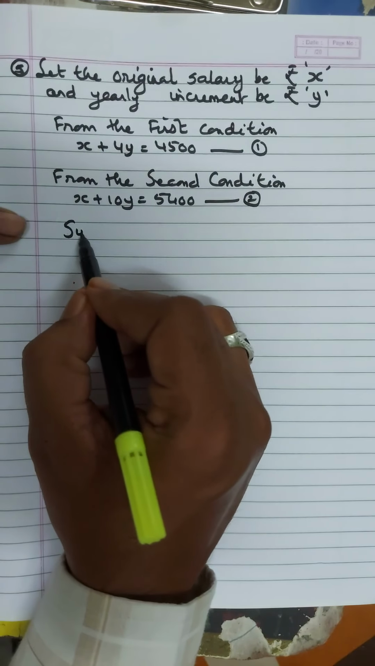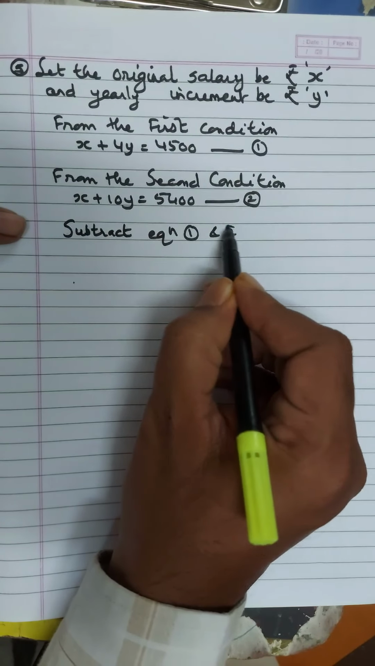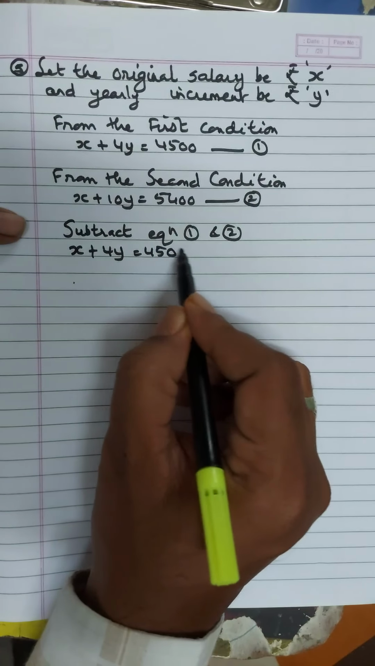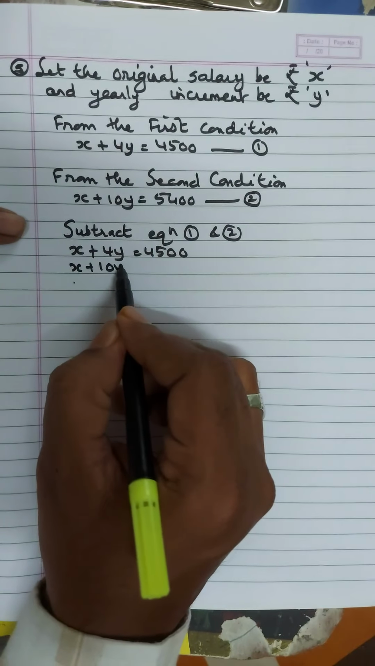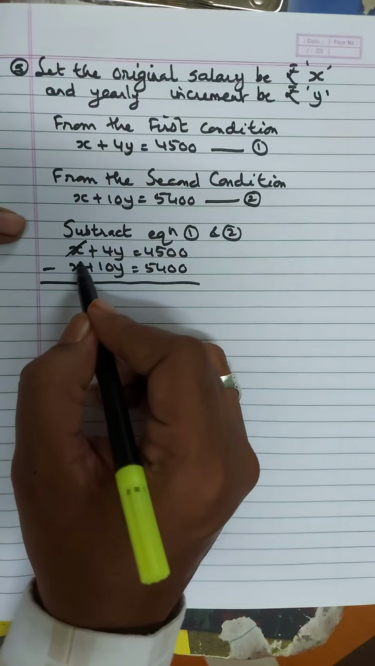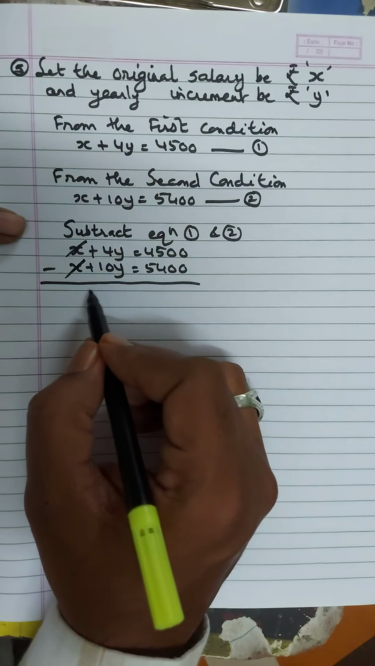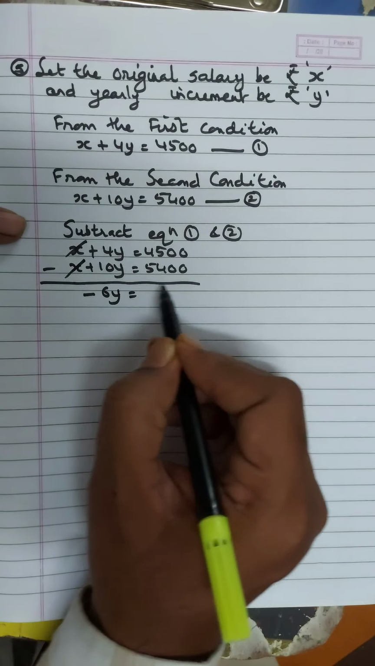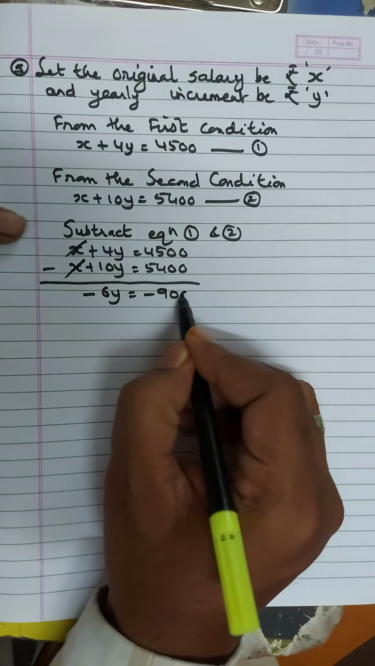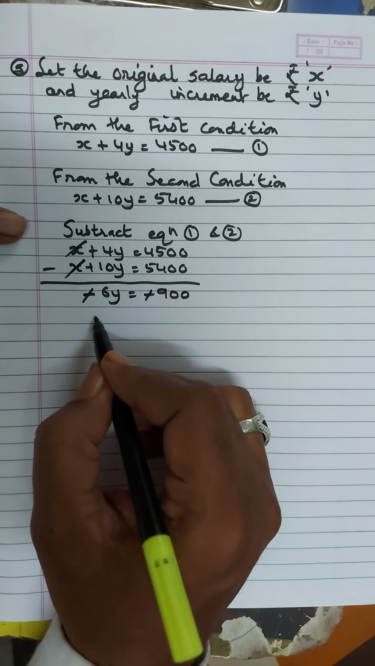Okay, so subtract equation 1 and 2. Equation number 1 is x plus 4y is equal to 4,500, and here x plus 10y is equal to 5,400. So we need to subtract. Plus x gets cancelled here. Here plus 4y and plus 10y, so we subtract, so minus 6y, and here 5,400 and 4,500, it is minus 900. Why? Because the smaller number is upper and the bigger number is down. So minus sign on both sides gets cancelled here.